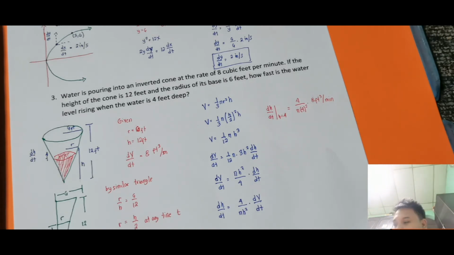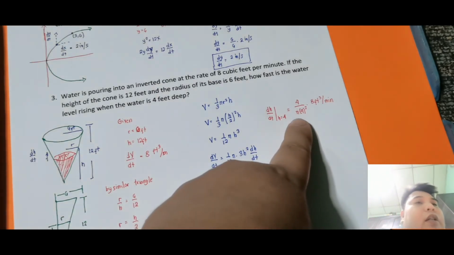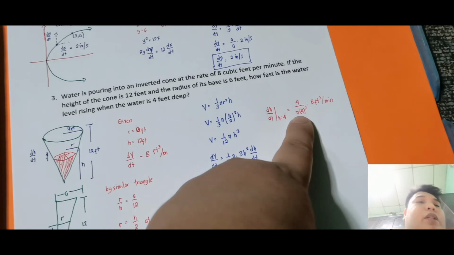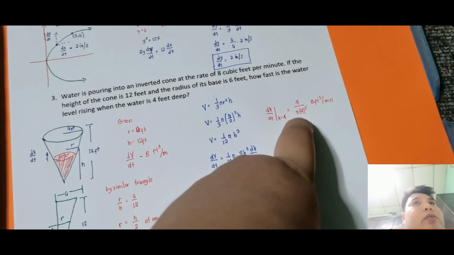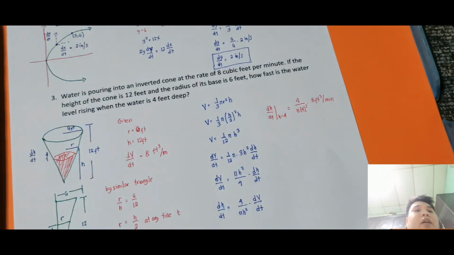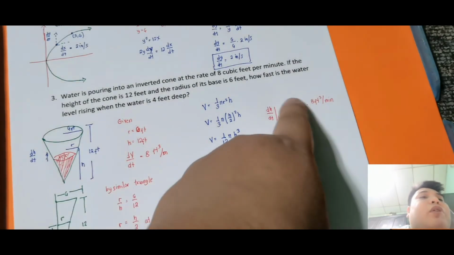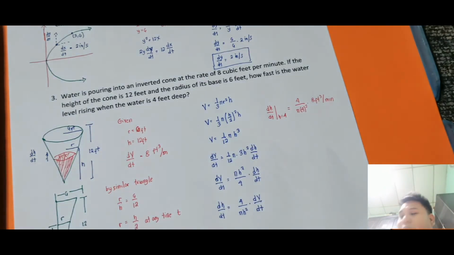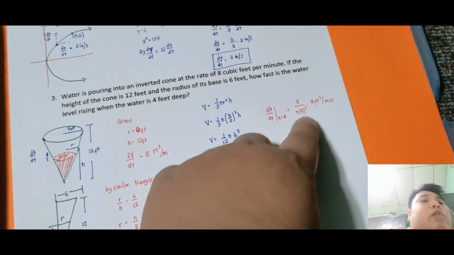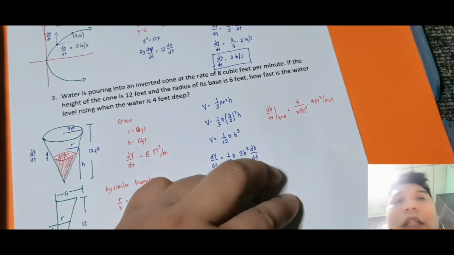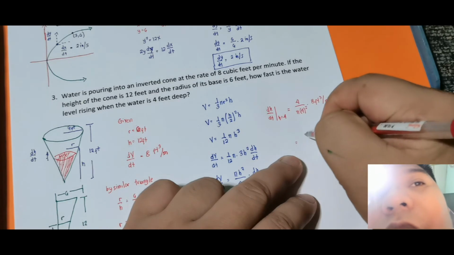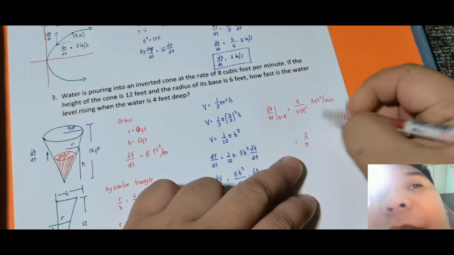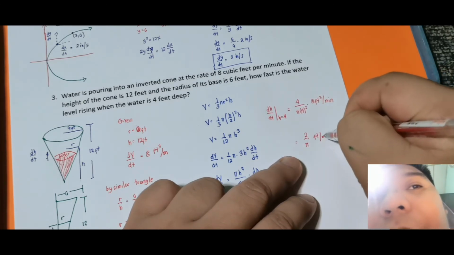Sir, bakit feet na lang po? Kasi meron tayo ditong 4 feet squared, tapos feet cubed. So feet cubed divided by feet squared, cancel na lang yung feet, so isang feet na lang siya totally. May dalawang 4 din dito, 4 and 4 squared, so dalawang 4 cancel na, may matitira lang 2 sa taas. Therefore, ang magiging sagot natin dito is just 2 over pi feet per minute.